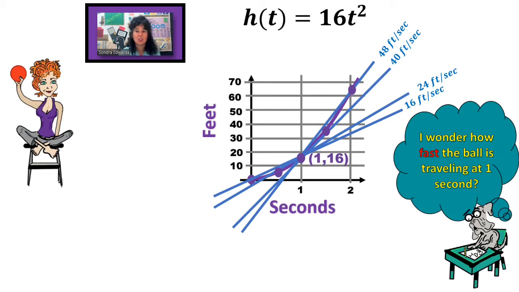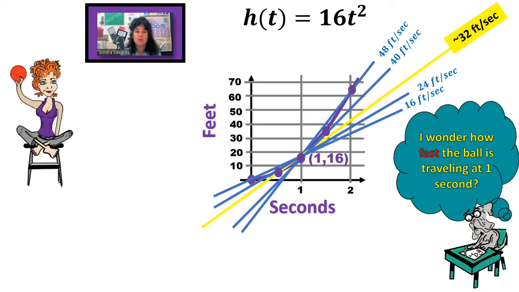And so ultimately we can answer our calculus-loving dog who said, I wonder how fast the ball is traveling at 1 second. We can at least estimate here. We know that it's going to be greater than 24 and less than 40. So I'm going to say, oh, I think it's about 32 feet per second. We're using slope of secant lines to estimate the slope of the tangent.